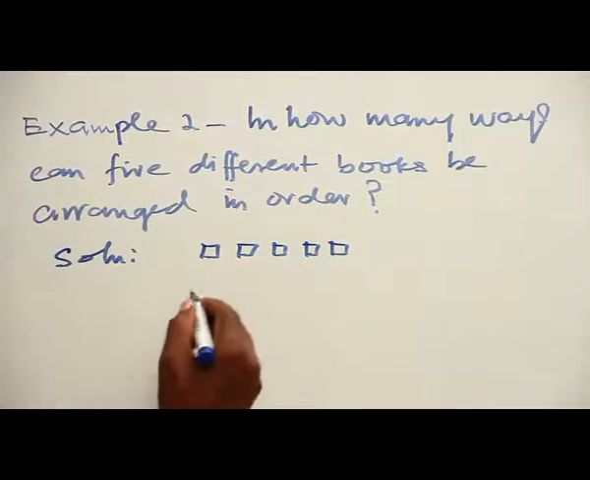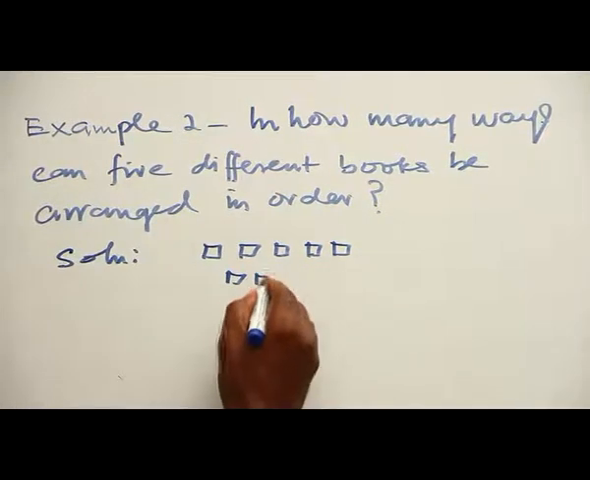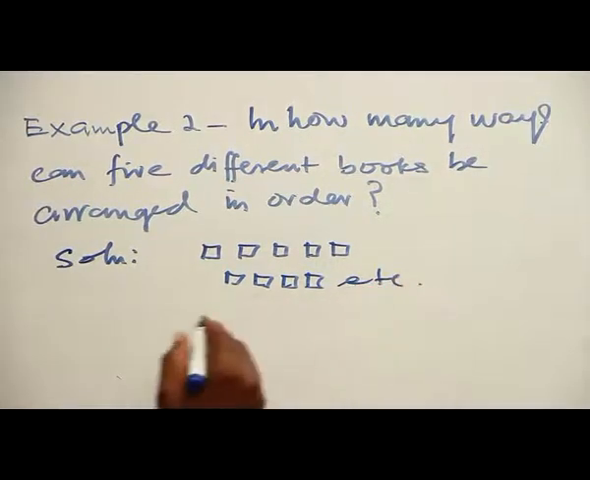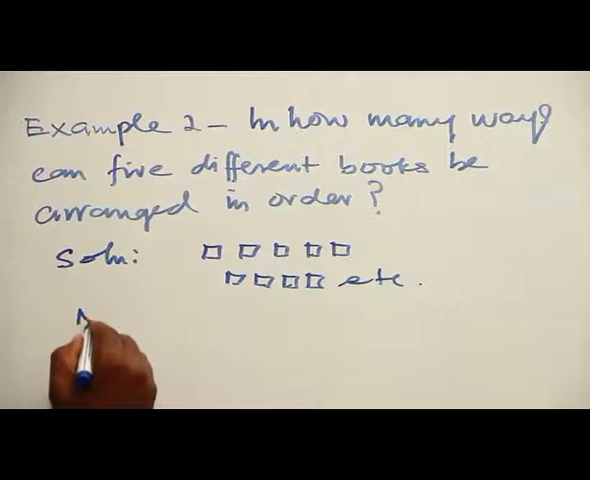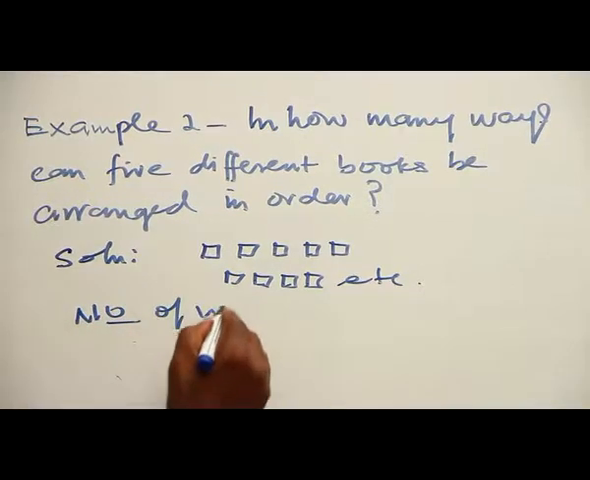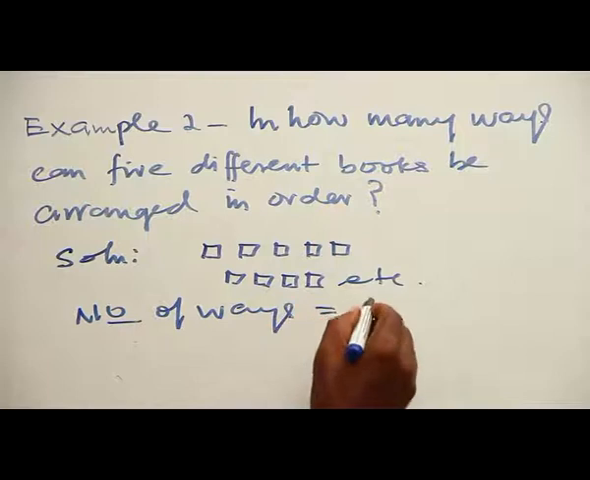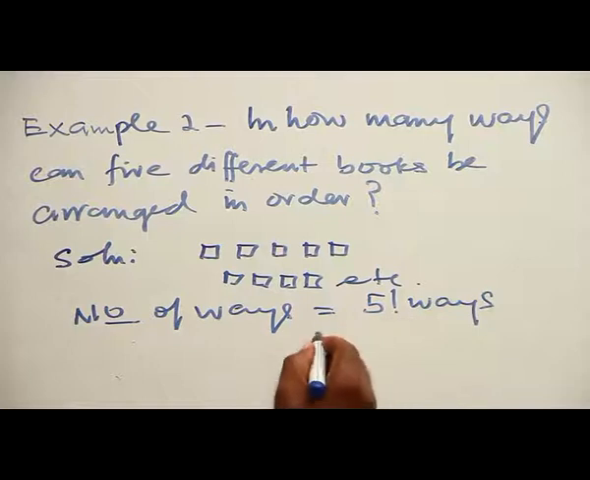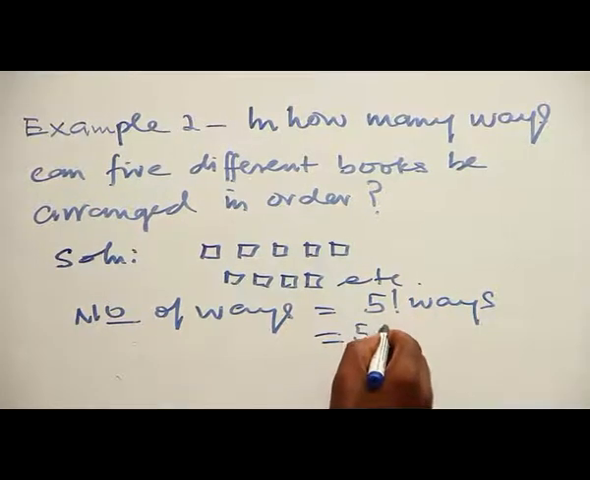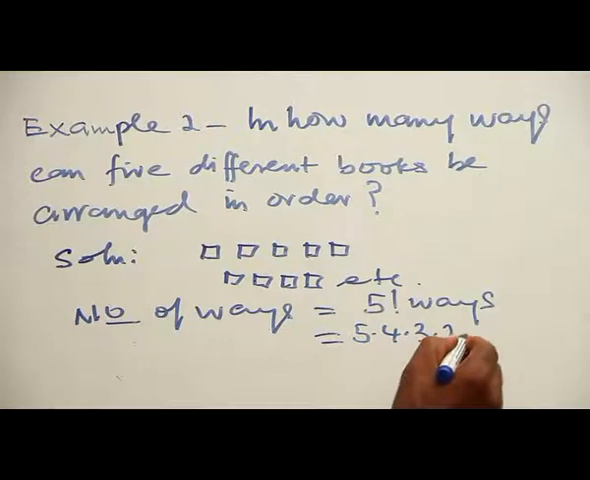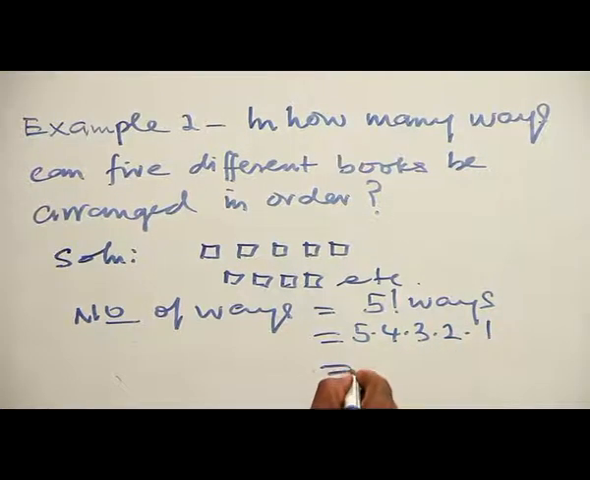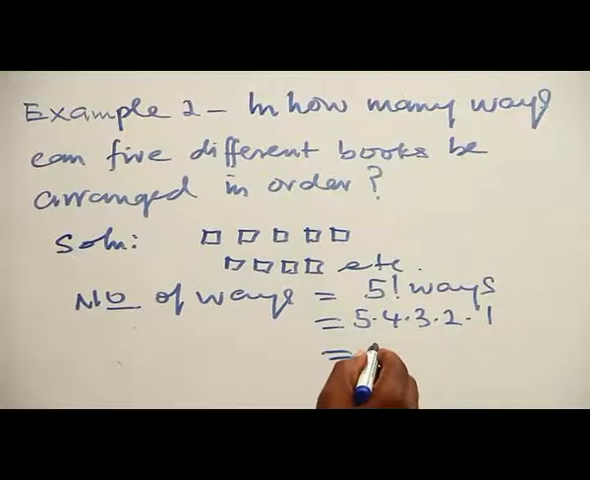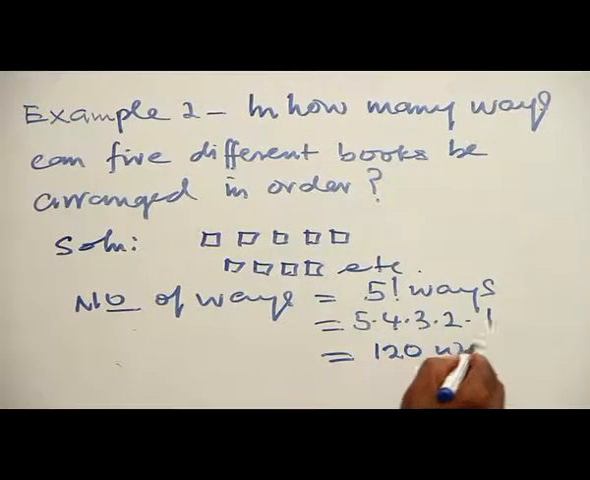The second book will not take any of the 4 positions, and so on and so forth. So the number of ways will be equal to 5 factorial ways. And 5 factorial means 5 times 4 times 3 times 2 times 1. And the result will be equal to 20 times 6, which is equal to 120 ways.